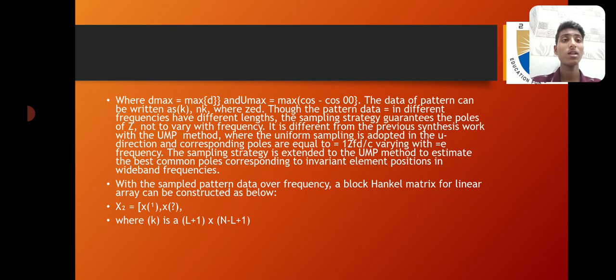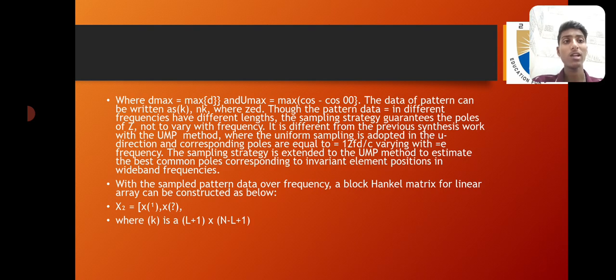The sampling strategy guarantees that the poles do not vary with frequency. It is different from the previous synthesis work, where the direction and corresponding poles varied with frequency. The sampling strategy is extended to the UMP method to estimate the band-common poles corresponding to invariant element positions over wideband frequencies.